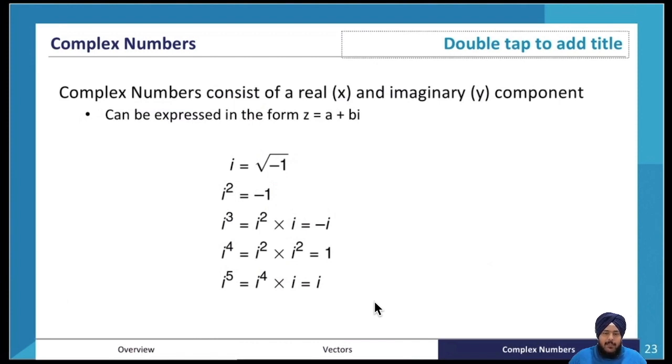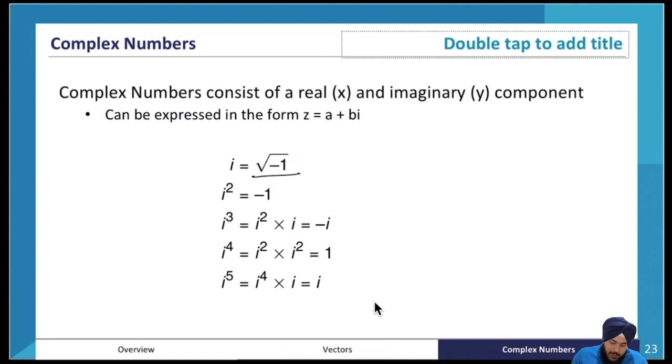Complex numbers consist of a real and imaginary component and can be expressed in the form z = a + bi. And where did we even get the imaginary component from? Well, it's from i, which is equal to root -1. So it's numbers that don't really exist, but are made to exist. So that's why it's imaginary.